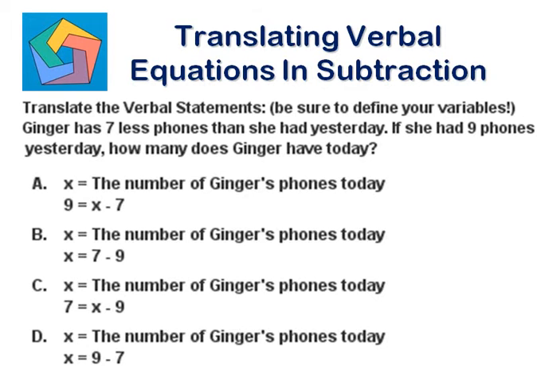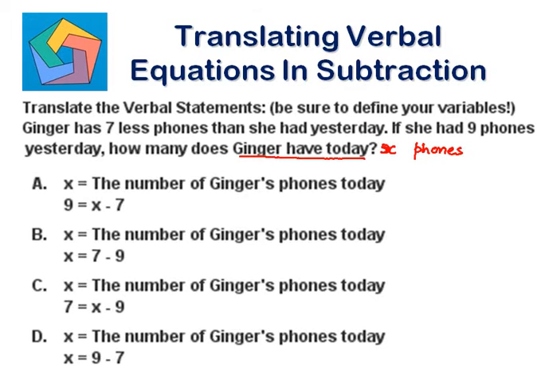Ginger has 7 less phones than she had yesterday. If she had 9 phones yesterday, how many does Ginger have today? Now, first of all, let us assume Ginger has X phones today. Now let's consider the statement, Ginger has 7 less phones than she had yesterday.